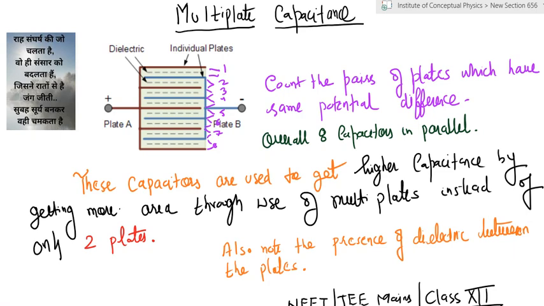To maximize the capacitance, you need to put the capacitors in parallel. If you want to minimize, you will put them in series.